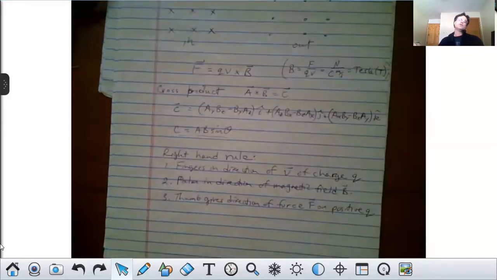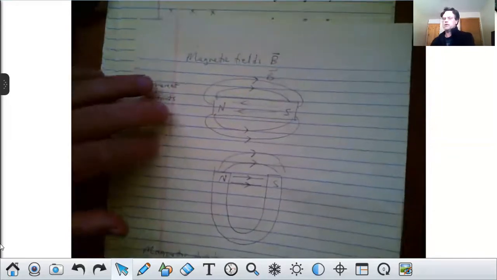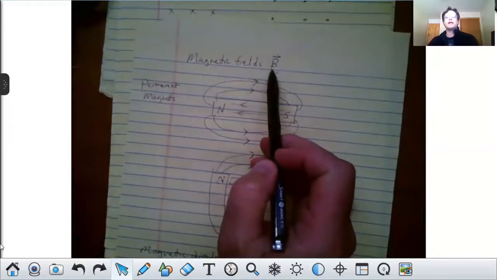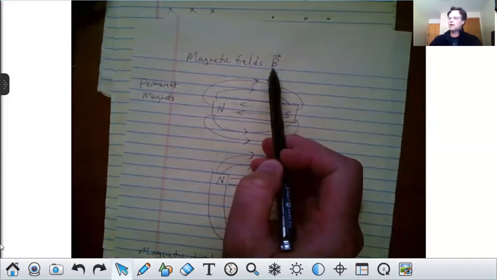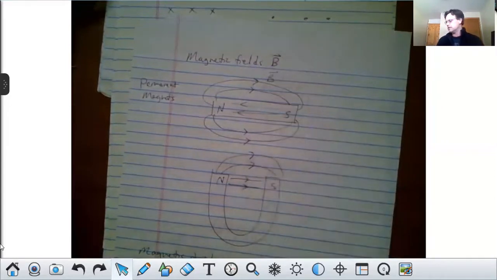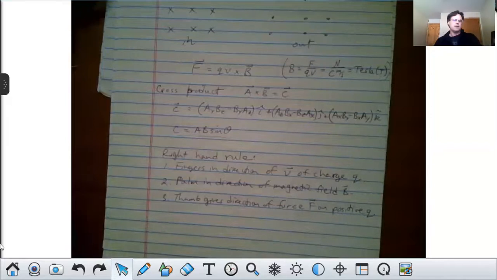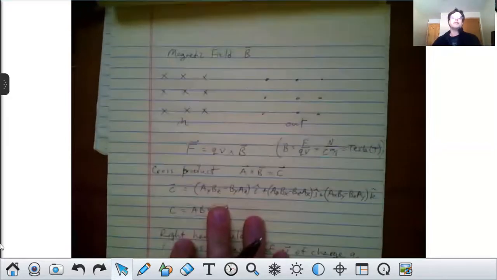One thing I should mention, I use the letter B for magnetic field, which is the convention. But the letter M is often used for another quantity called magnetization. Let's go and talk about the force on a charge in a magnetic field.